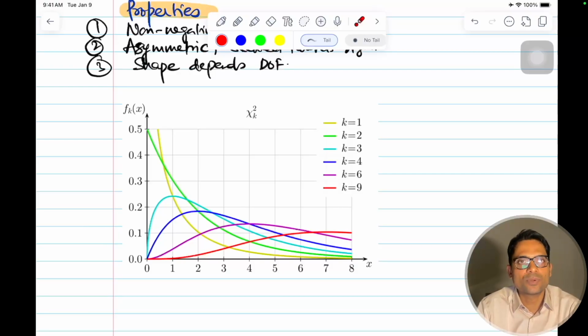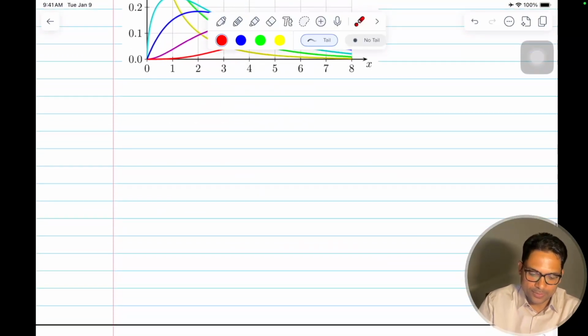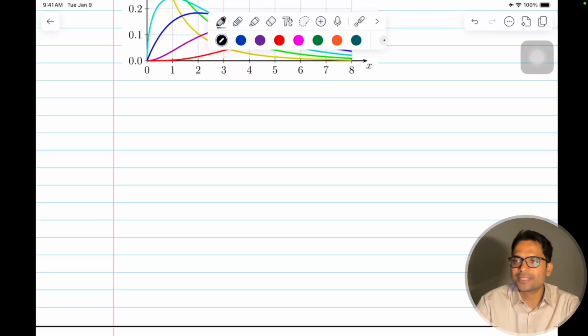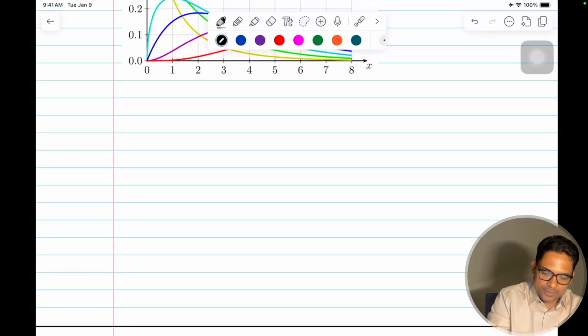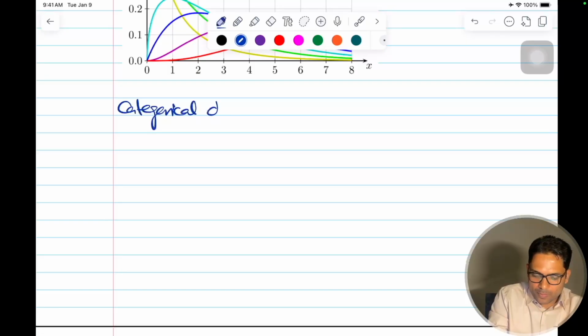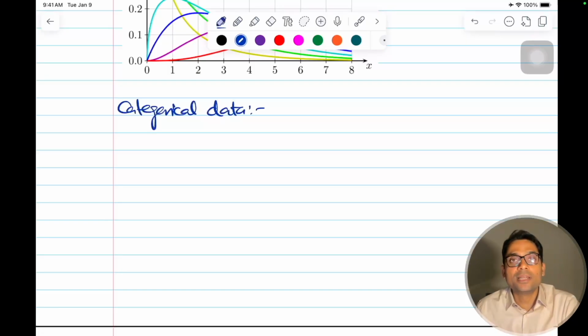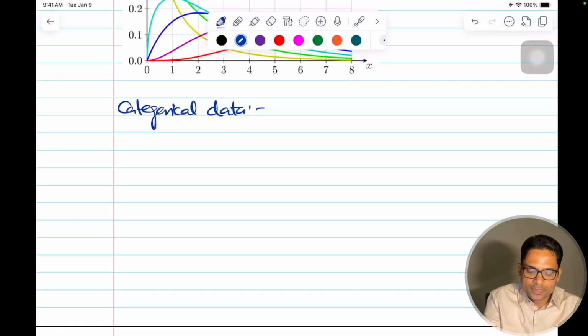Let's understand the chi-square test statistic and why it is important to understand that. We have categorical data, and that's what we are dealing with. These are not numbers. So for categorical data, we have counts, and there can be multiple categories.